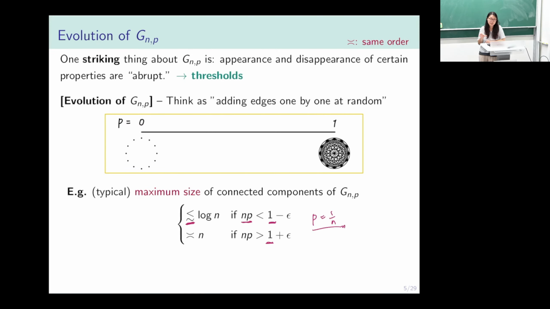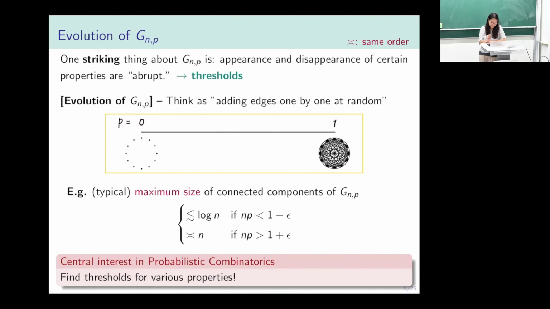And this is just one example. This is called the threshold phenomenon. For many other properties, we see this abrupt threshold phenomenon. So it was very natural that our central interest in probabilistic combinatorics is to find thresholds for various properties, not just giant components, but many other properties.